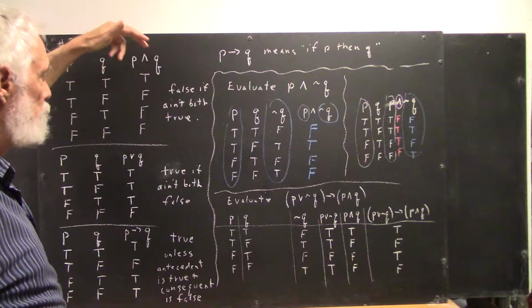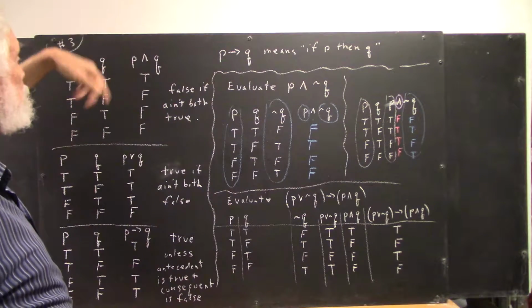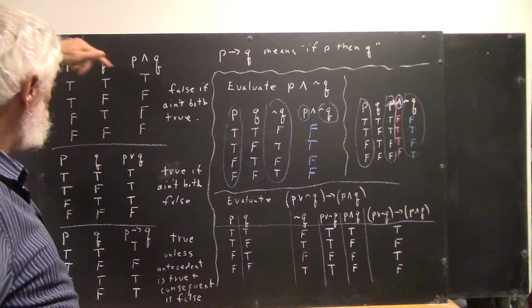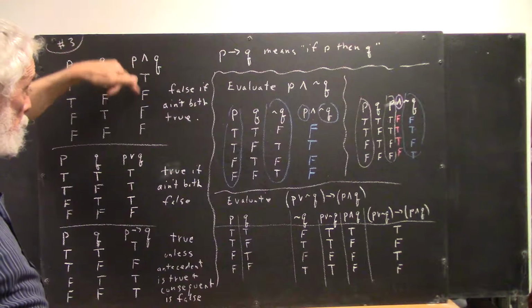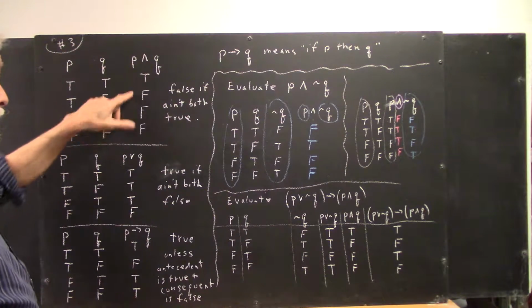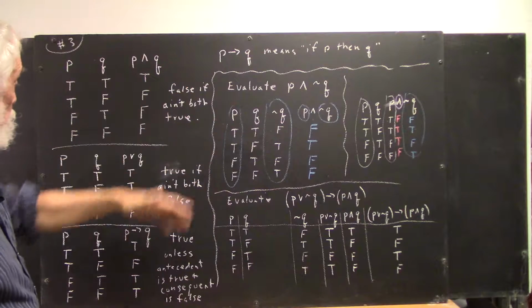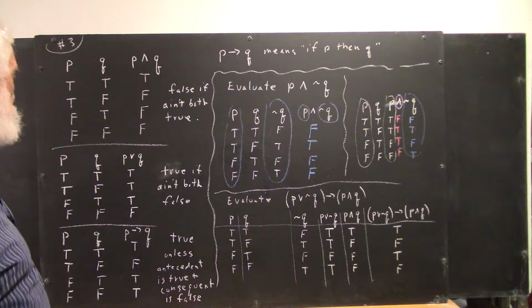It's false unless they're both true. True only if they're both true. So true, true gives you true. Everything else has at least one false in it, so they're not both true, which gives us false.